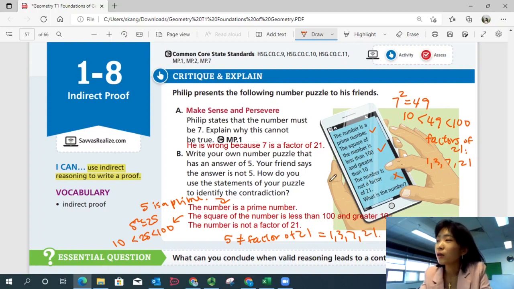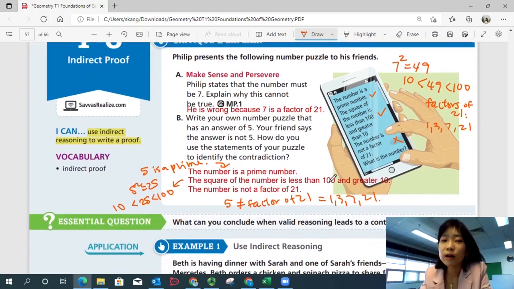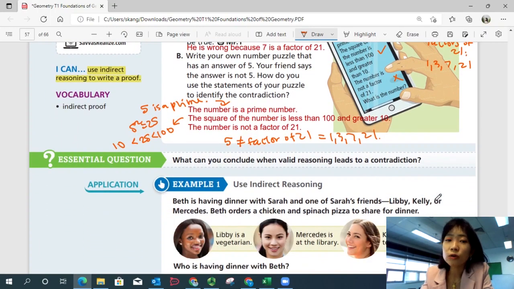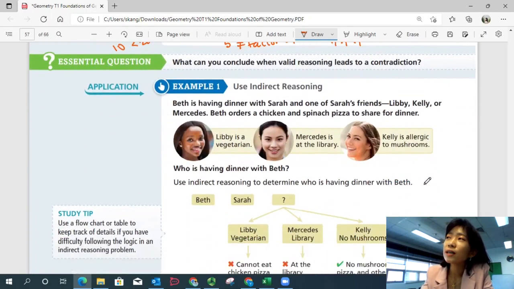There you go. So think about this essential question throughout this lesson. What can you conclude when valid reasoning leads to a contradiction? What if there's a contradiction between your friends, between an argument, or between statements? So one of them has to be wrong, or maybe both of them could be right in different ways. We'll see. Let's look at example 1.